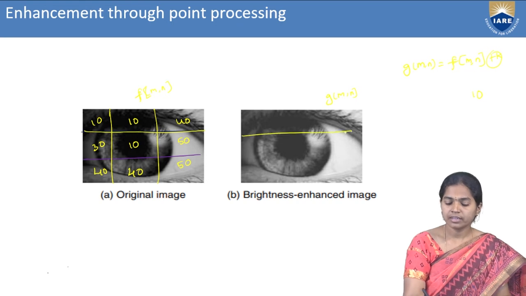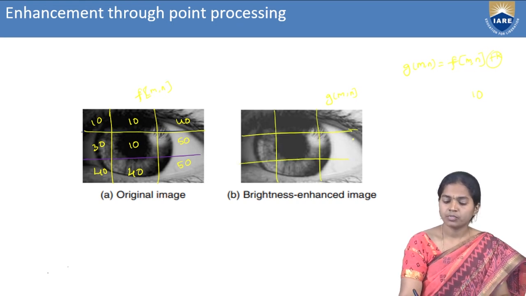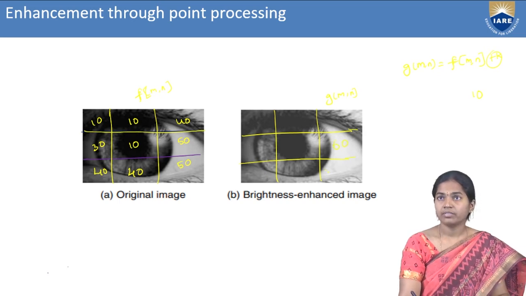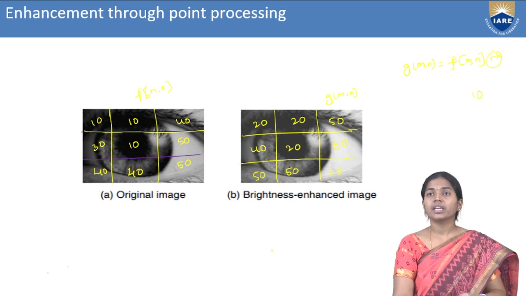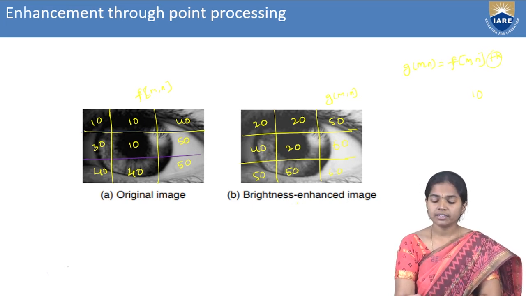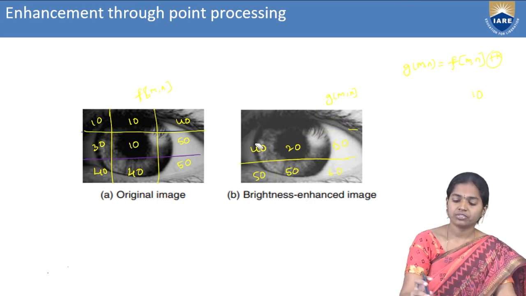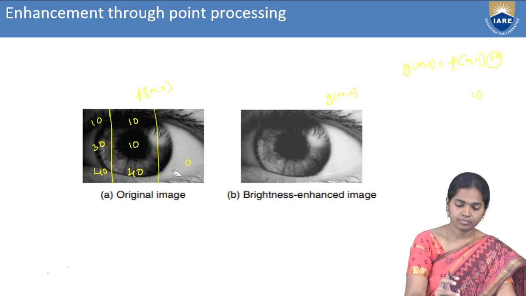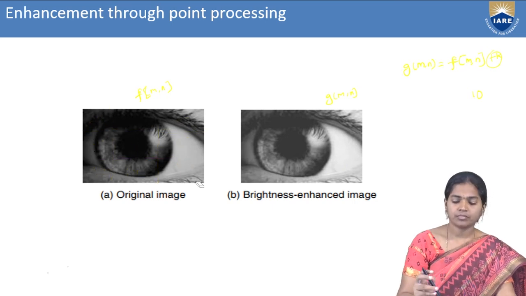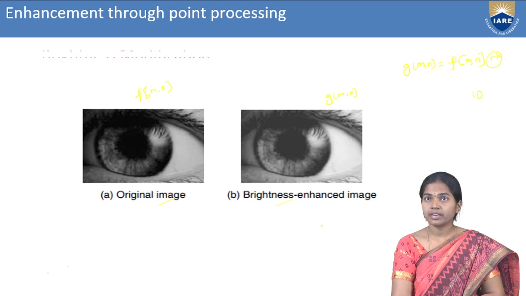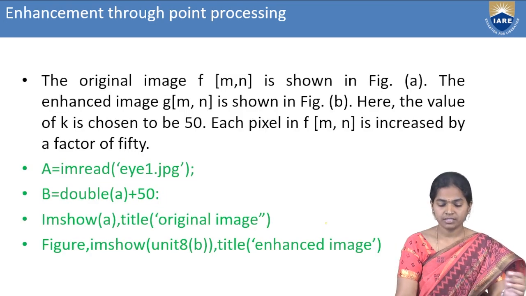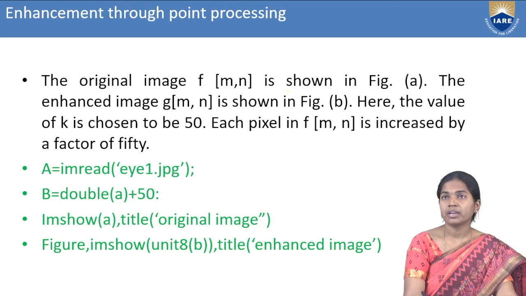So whatever the value is, for example 50, it is increased by adding a constant value of 10. The result is 60, 50, 20, 20, 40, 20, 50, 50. Like that we can increase the brightness of the image. This is the enhanced image, and this is the original image. In this case, the original image is f of m comma n shown in the figure.